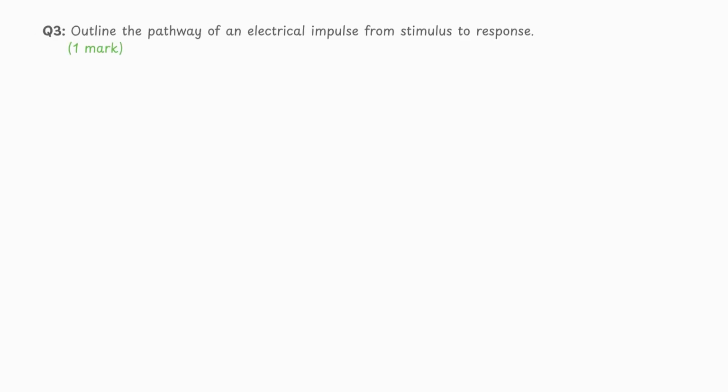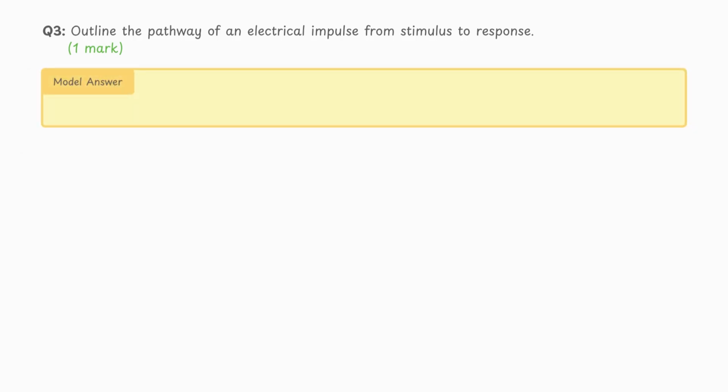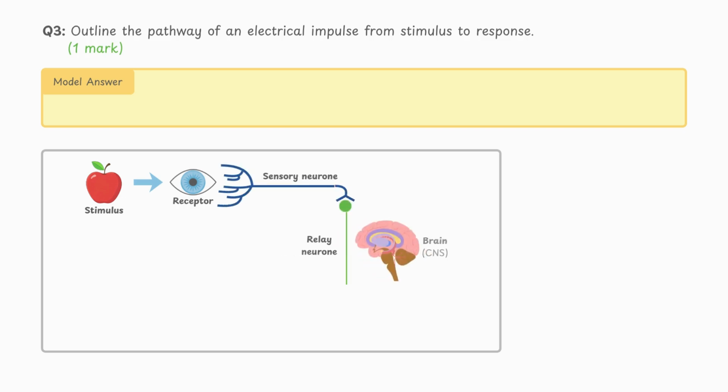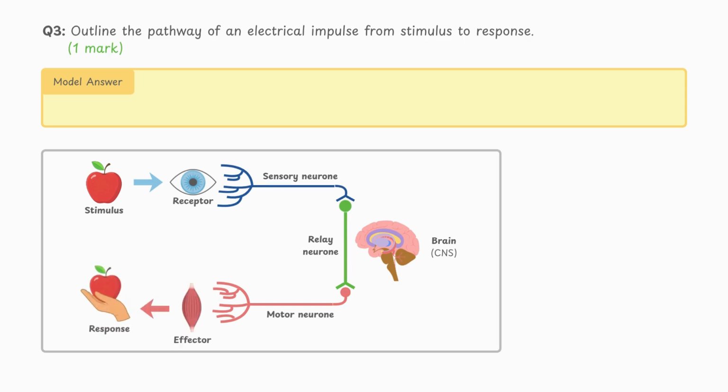Finally, this question asks us to outline the pathway of an electrical impulse from stimulus to response. In the illustration, we can see an apple acting as the stimulus. Receptors detect the stimulus and convert it into an electrical impulse. This impulse then travels along a sensory neuron toward the central nervous system. Inside the brain, a relay neuron passes the signal through so the information can be processed. After that, a motor neuron carries the impulse away from the CNS to an effector, shown as a muscle. The muscle then produces the response, such as reaching for the apple.